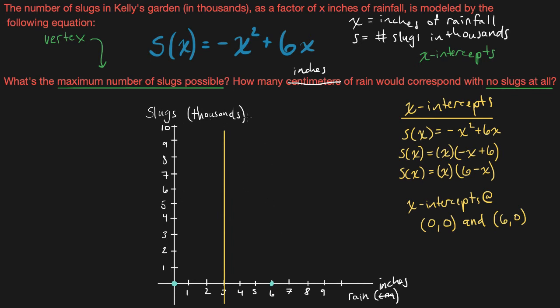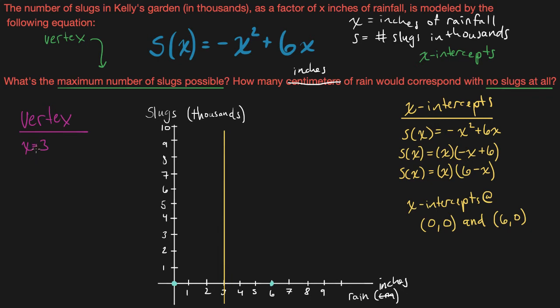on here. The next thing that we want to find for this maximum number of slugs is the vertex. And so to find the vertex, we know that our vertex is going to be on our axis of symmetry. So it's going to be on this yellow line here. And so we know that the x value for our vertex is going to be 3.